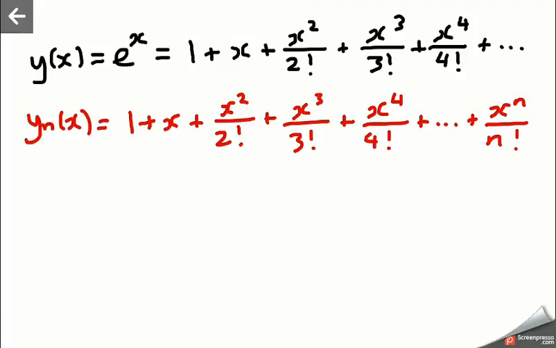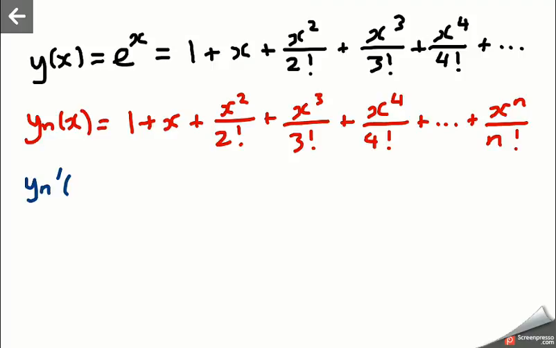And now we're going to differentiate yn of x. Notice that yn of x is actually just a polynomial. Something times 1 plus something times x plus something times x squared plus something times x cubed plus something times x to the 4 all the way up to something times x to the n. So it's just a polynomial, and polynomials are really easy to differentiate just using the power rule. So let's go ahead and do that.